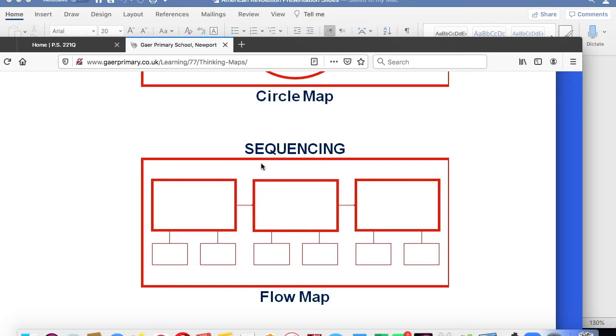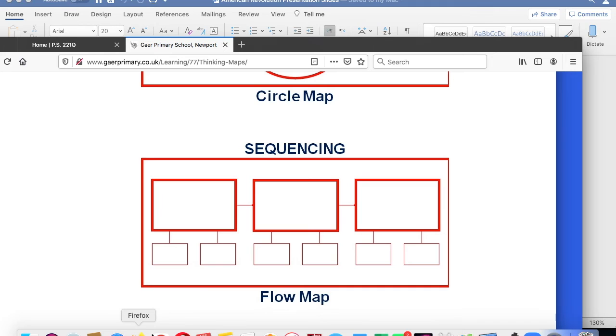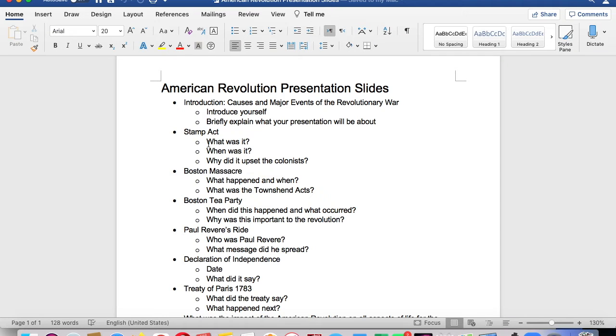Just on the top here, you could put the American Revolution, put your name, and you just draw these big boxes, and then underneath you answer these questions. Does everybody see that? So the big box would have the title, like Stamp Act or the Boston Massacre, and the little box is going to have the questions underneath. So you're going to answer these things for each. So these are the topics we're going to talk about.